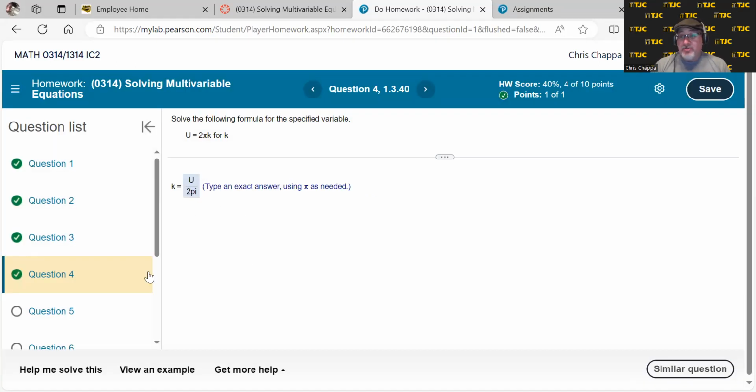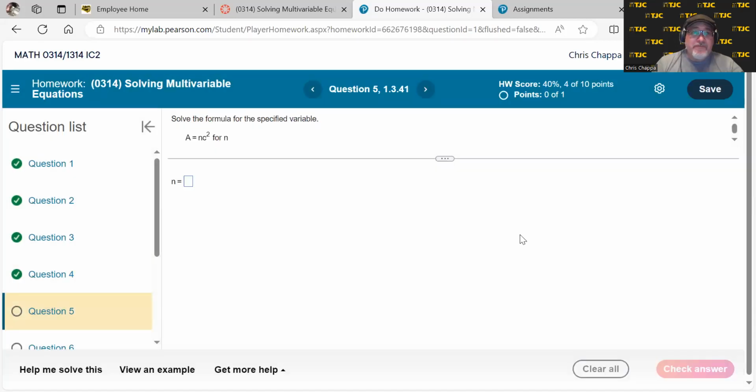I'm assuming you can also click a button. Let's look at question 5. Solve for n. We have a equals n c squared. Well, this is just n times something. It just so happens that the thing it's multiplied by has a square on it, but that's irrelevant, because the thing that's attached to the c is attached by multiplication. The fact that it's a c squared is completely irrelevant.